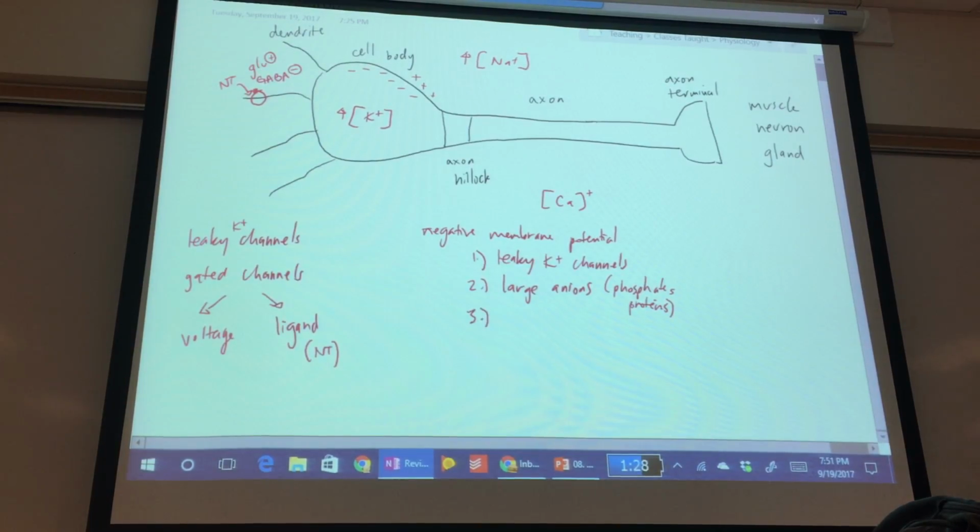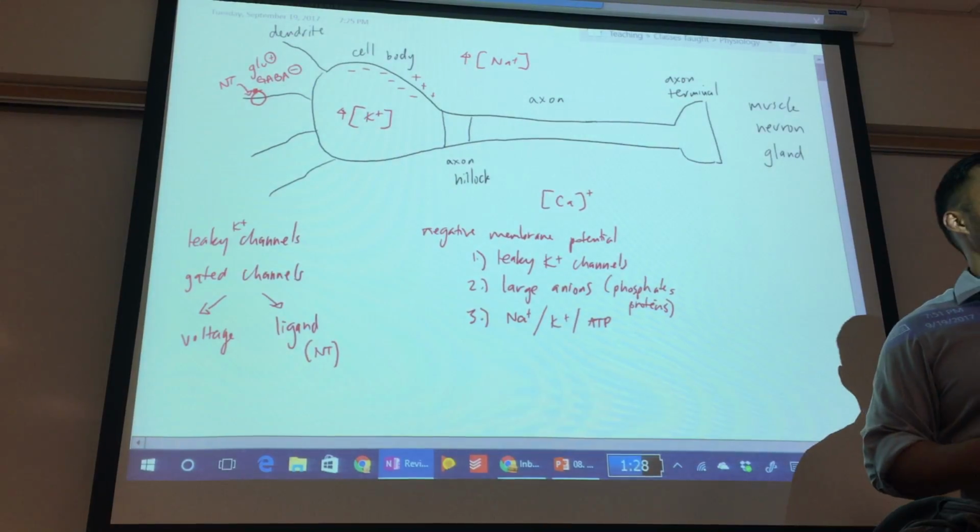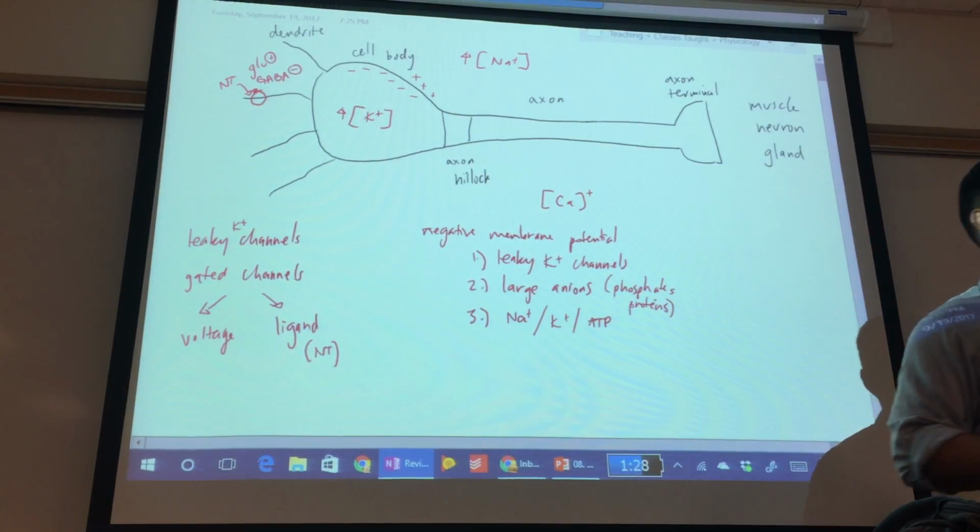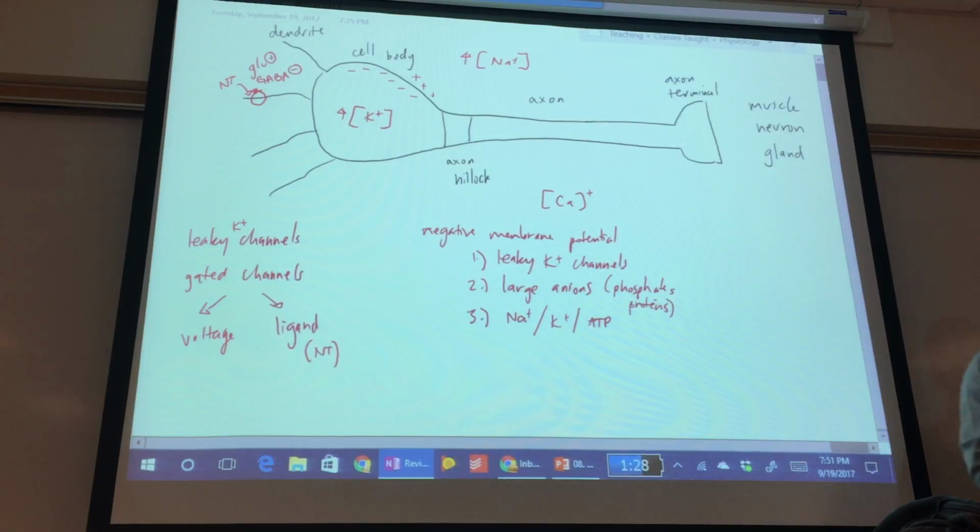Group all the way in the back. Number three. What's the third reason? We have a third and final reason as to why it's negative on the inside of the neuron. Sodium potassium pump. Okay. And what is it about the sodium potassium pump that causes it to be negative? Go ahead, Eli. More sodium going out than there's potassium going in. Okay, great. So 3 positive ions going out, 2 positive ions going in.